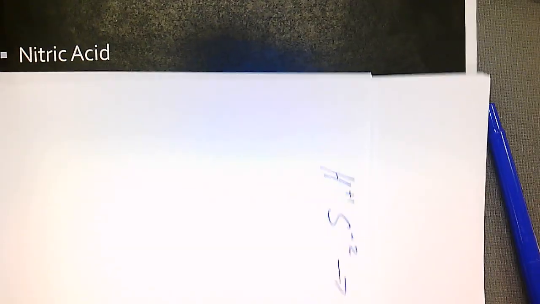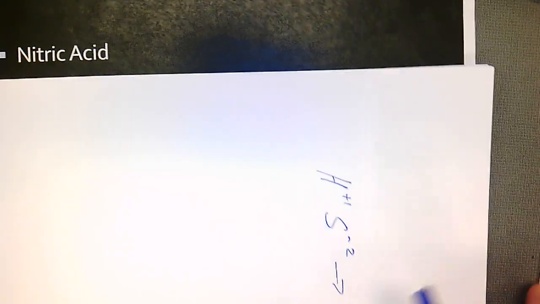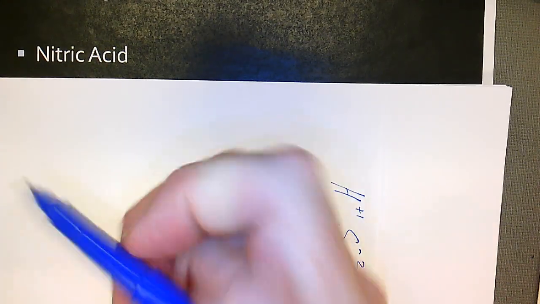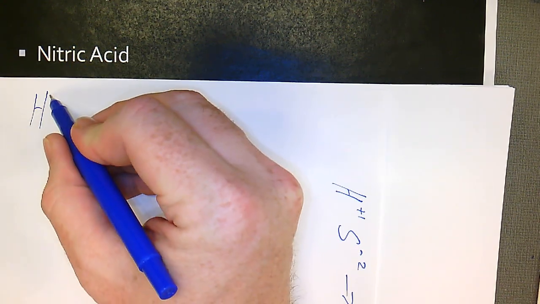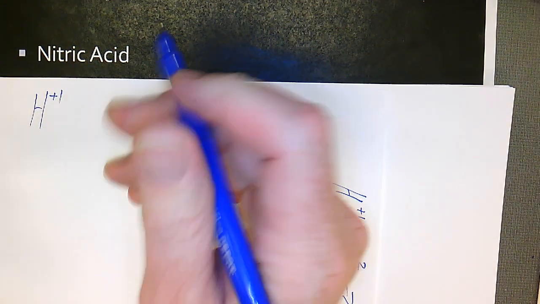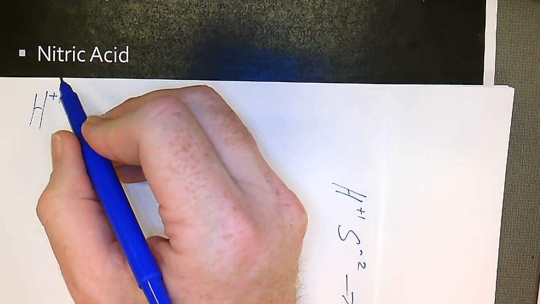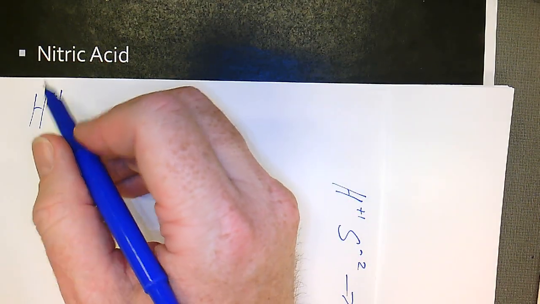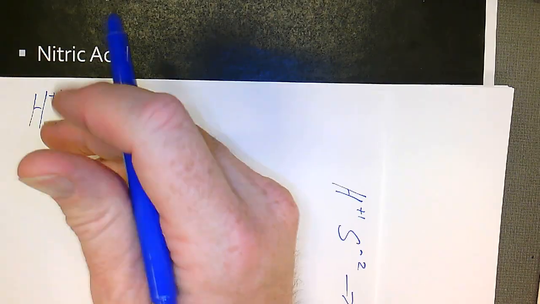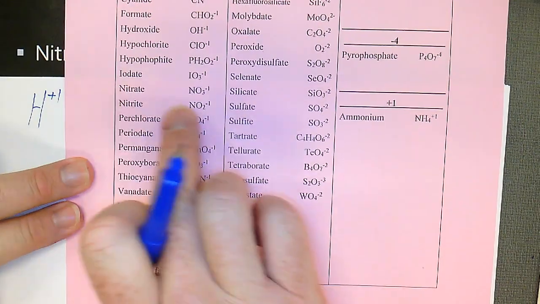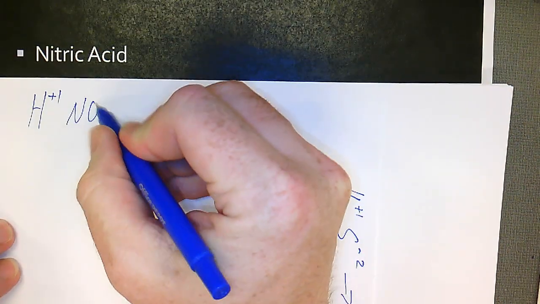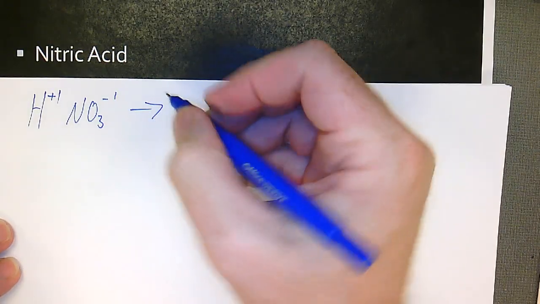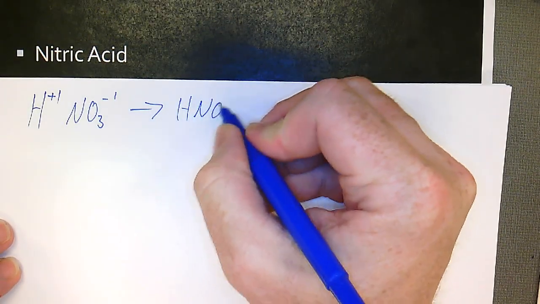All right, so let's do this example. Nitric acid, okay? So what element does it start with? No, hydrogen. Always starts with hydrogen if it's an acid. So H with a +1. Now, nitric goes to which ion? It goes to nitrate. So we find nitrate. Nitrate is NO3 with a -1. All right. And so nitric acid will be HNO3.